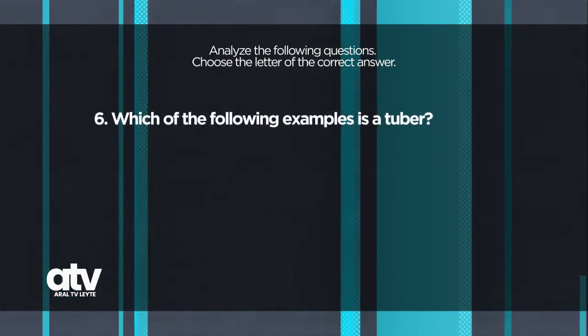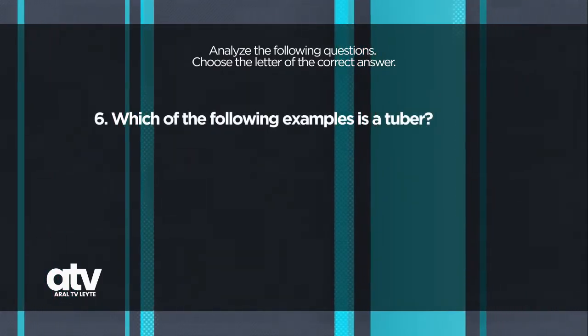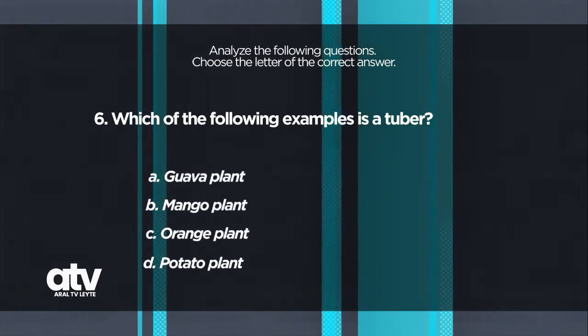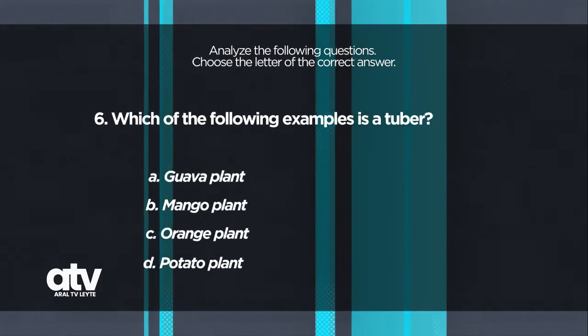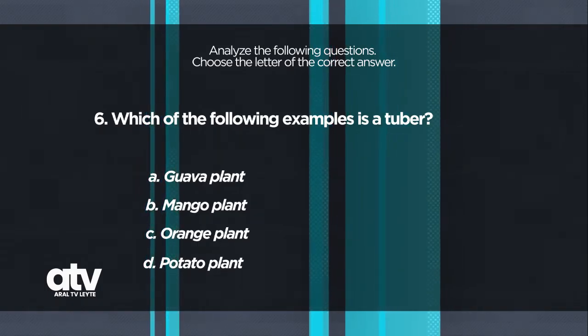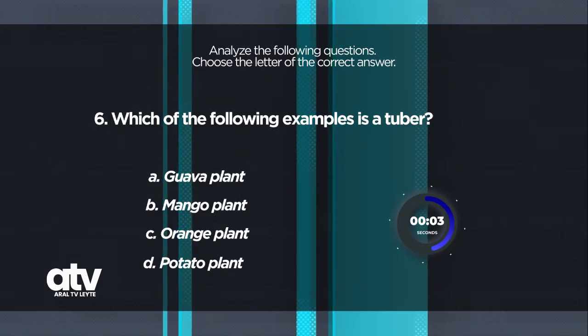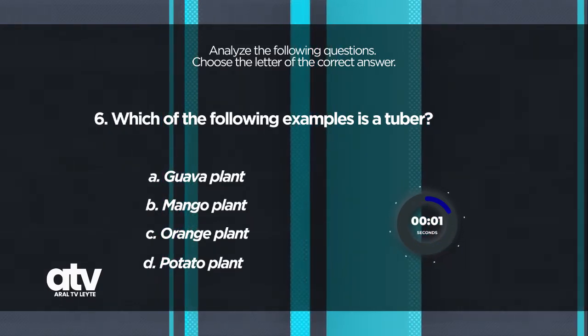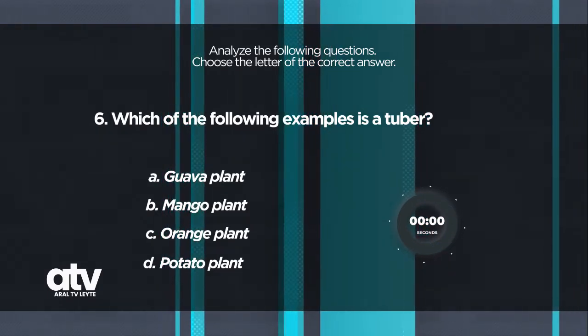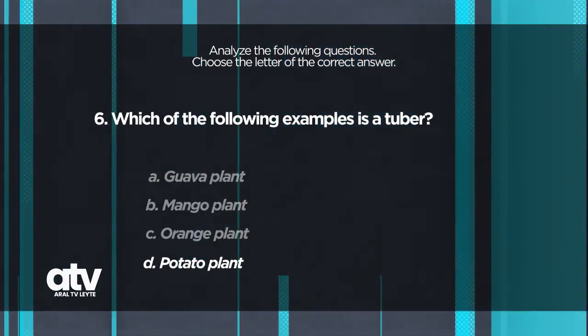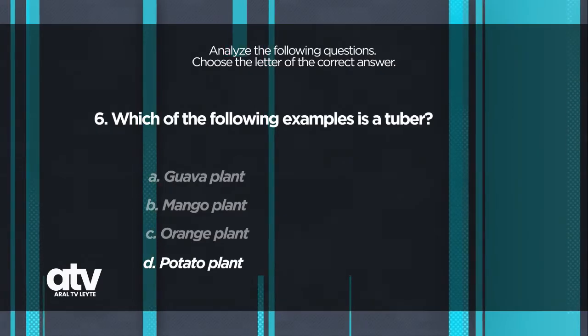Number 6. Which of the following examples is a tuber? A. Guava plant. B. Mango plant. C. Orange plant. D. Potato plant. The correct answer is letter D. Potato plant.